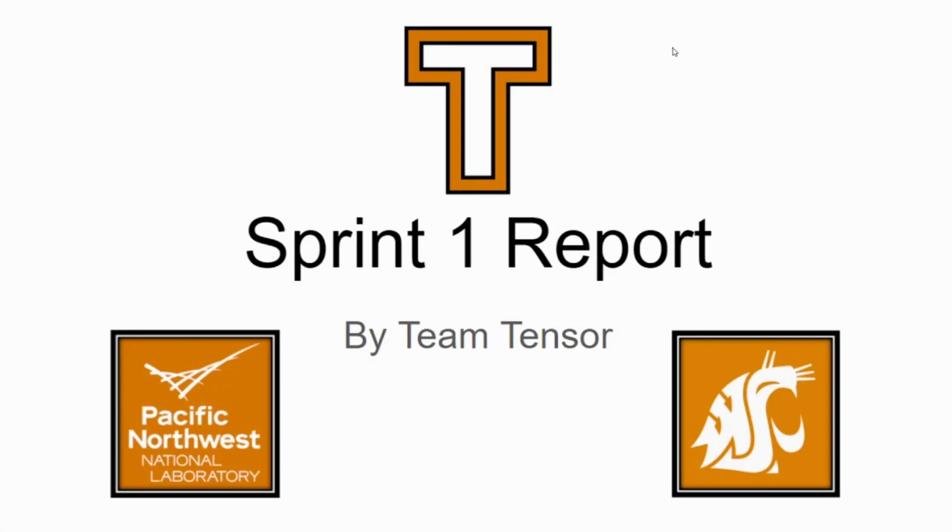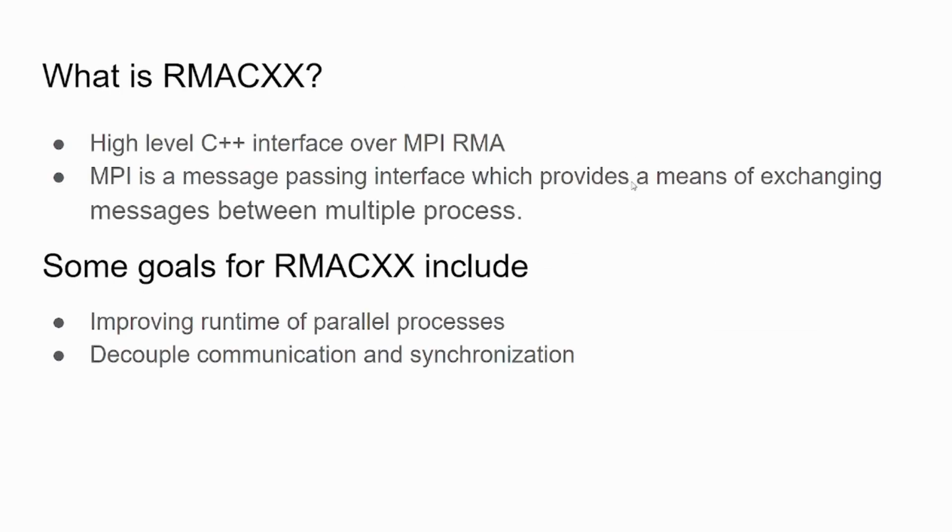Hello everyone, we are Team Tensor and we have been collaborating with Pacific Northwest National Laboratories to implement RMAX. RMAX is a high-level C++ interface over MPI RMA, with MPI being a message passing interface which provides a means of exchanging messages between multiple processes. Some goals of RMAX include to improve the runtime of parallel processes and decoupling communication and synchronization.